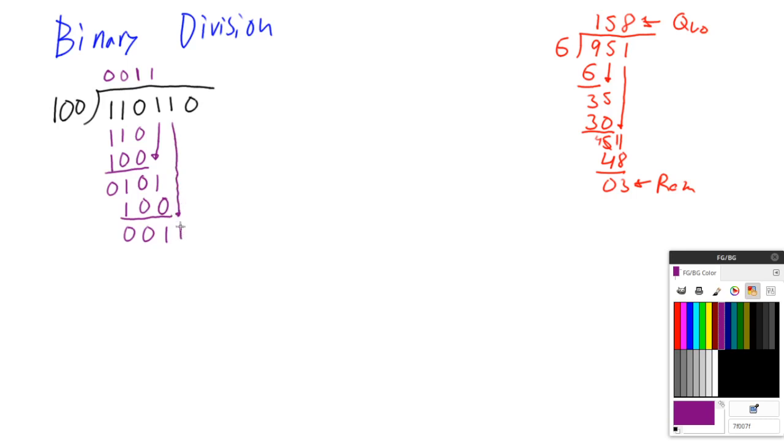So can 1, 0, 0 go into the sequence? No, it cannot. So we're going to put a 0 here. And now we drop down this 0. Right? We drop down this 0. And now we say 1, 0, 0. And what do we get here? Well, do our subtraction. We end up with 0, 1, 0. And it can go in once there. So we write our 1.